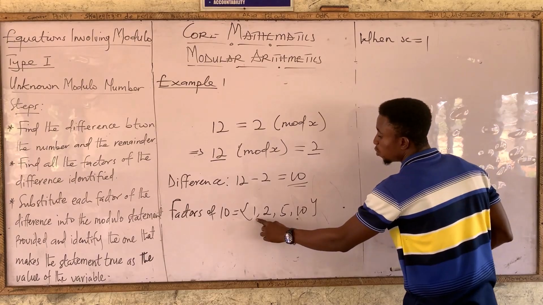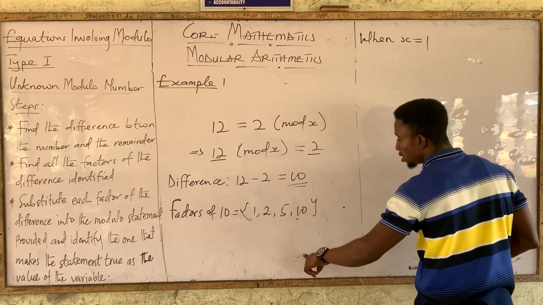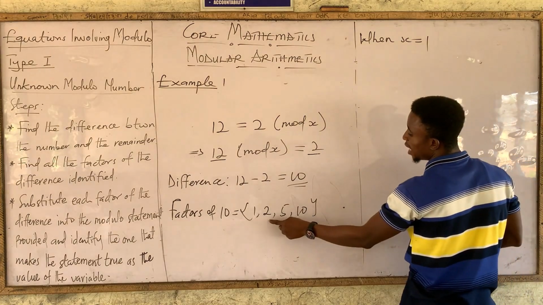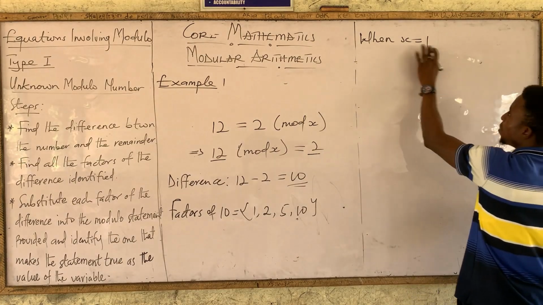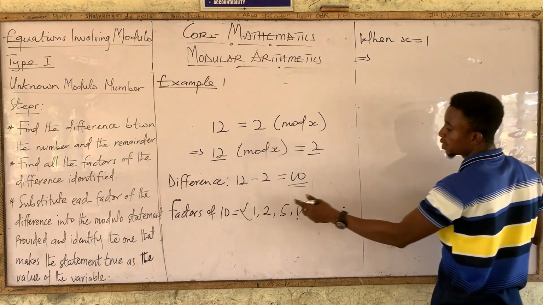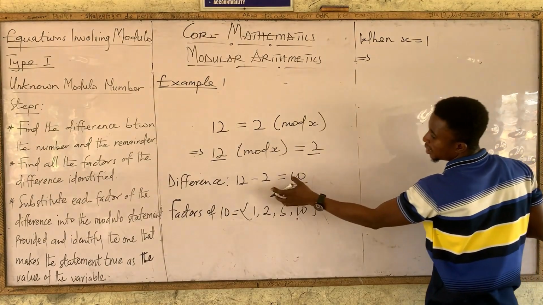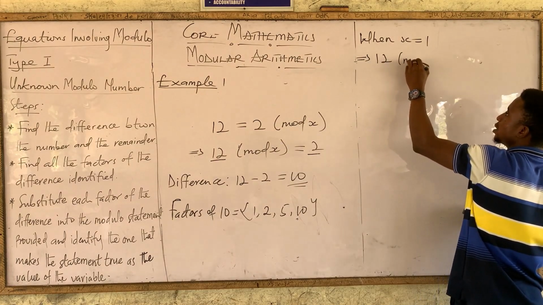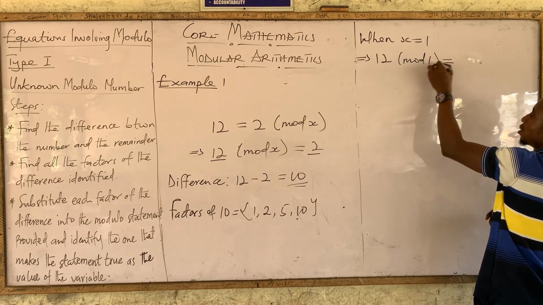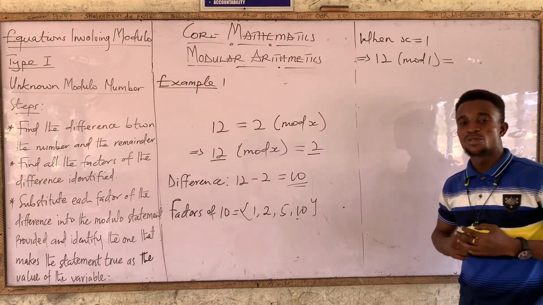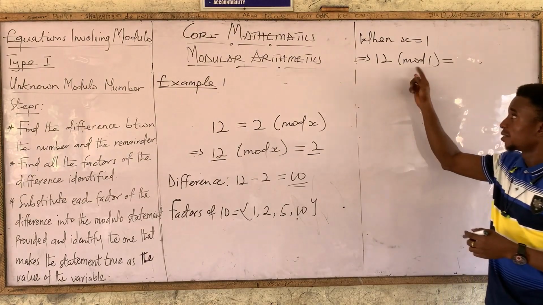So we put 1, then we put 2, and we put the remaining one. That's why I said, if x is equal to 1, then what happens? Likewise, it's the same as what we were doing previously. So this one will get us, the statement is this. So I'll have 12 mod 1, which is equal to what? 12 mod 1 is equal to what? So meaning what?